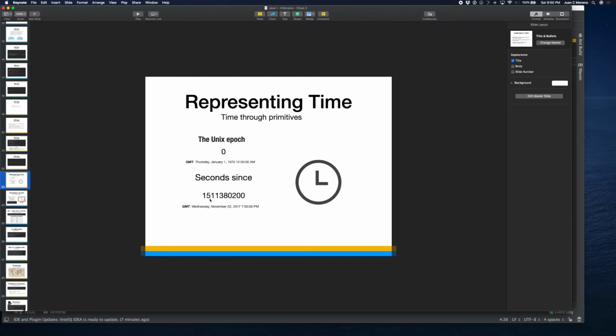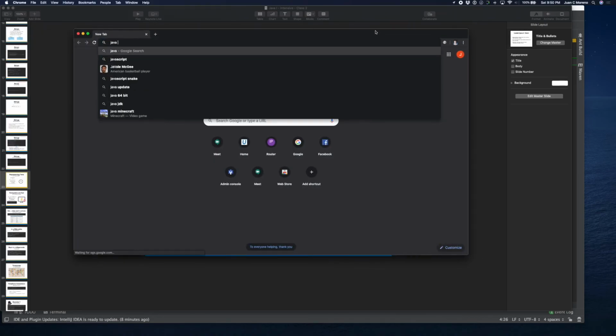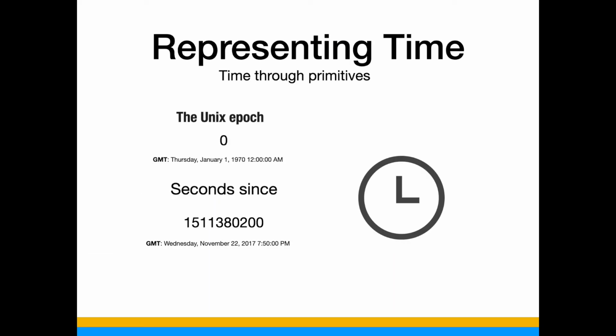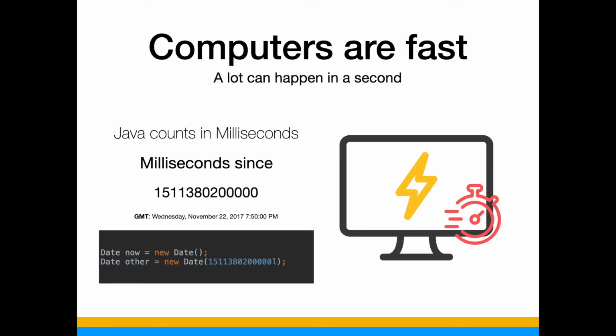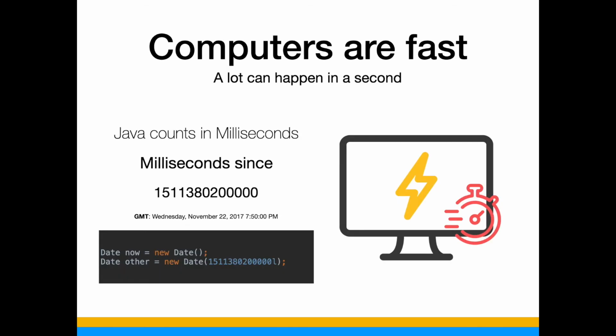And this is in seconds, but the reality is that in a second, a computer can do a lot. As a perfect example, let's just launch Chrome and search for Java epoch time. In 1 second, computers can do a lot. So Java decided that because computers are fast, we needed to use milliseconds as the base unit. So basically you grab the previous number, this one that ends in 200, and multiply it by 1,000, and all of a sudden you have the same date, but now it's represented in milliseconds. 1,000 milliseconds is 1 second.